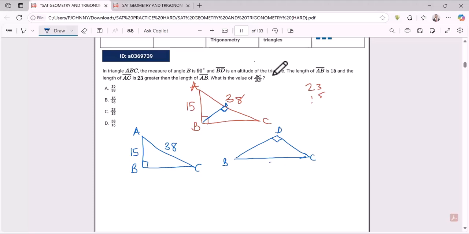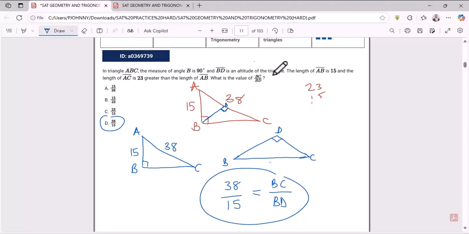So BC over BD, that's the ratio we want to find, should be equal to what? This is hypotenuse over, so basically you know that it's hypotenuse over the given side, right? The one of the legs. So this is going to be 38 over 15. Since they are not asking us to find a specific side, BC is 38 over 15, which is option D.